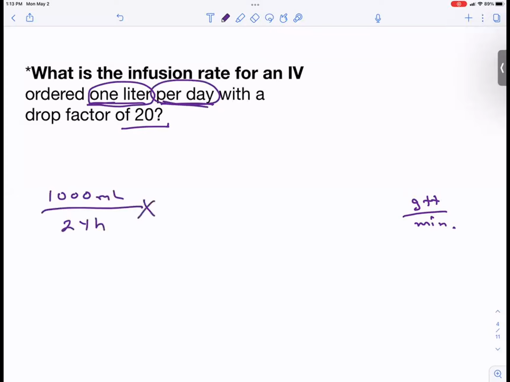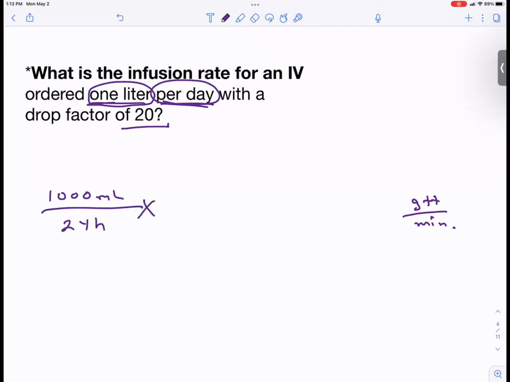I have to get rid of milliliters and hours. So I can start any way I want. I can use my 20 drops. My drop factor is 20, so that means there's 20 drops per milliliter. So I can use that in my problem. Fun time today. 20 drops per milliliter. That gets rid of milliliter. I have my drops in my numerator. That's perfect. How do I get hours to minute? 1 hour is 60 minutes. That gets rid of hour, and now it's just math.